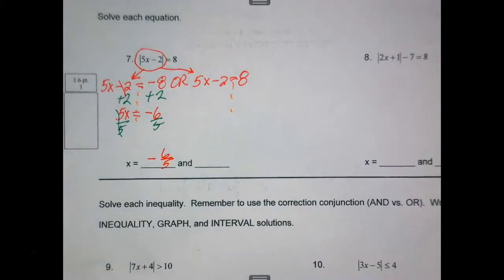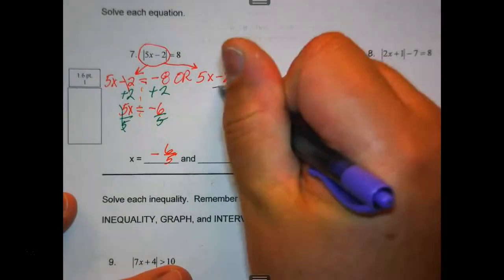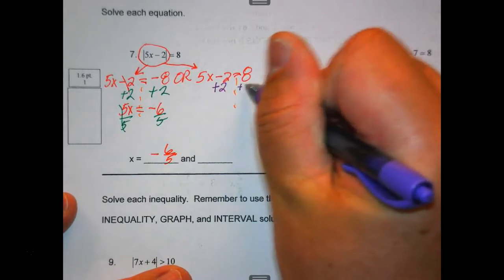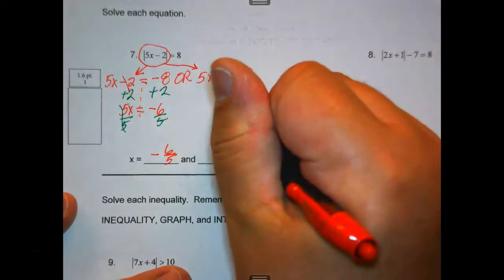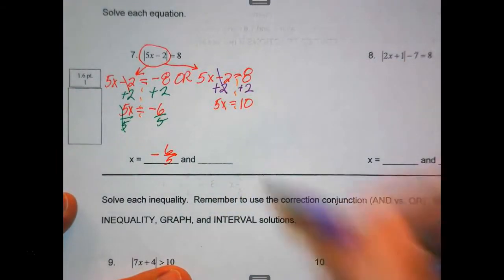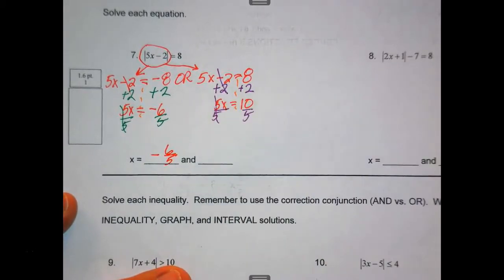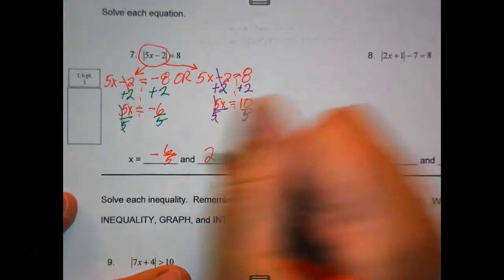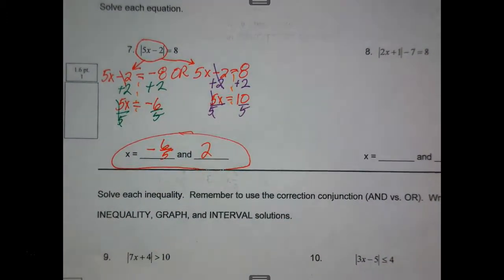How's the other equation? I have a plus 2, a plus 2. That gives me 5x equals 10. What's x equal? 2. Okay? That's my answer. No graphing involved, they're just points.